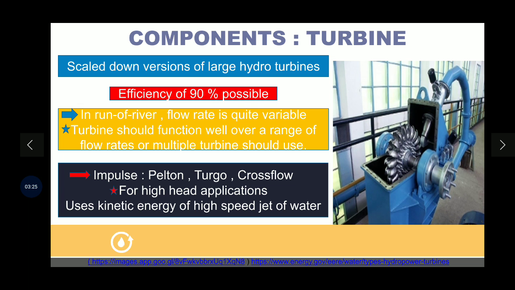Then the turbines, which are scaled-down versions of large hydro turbines, can be efficient up to 90% where possible. In a run-of-river plant, the flow rate is quite variable. The turbine should function well over the range of flow rates, and multiple turbines should be used: impulse, Pelton, Turgo, cross flow. For high head applications, use kinetic energy through a high-speed jet of water.